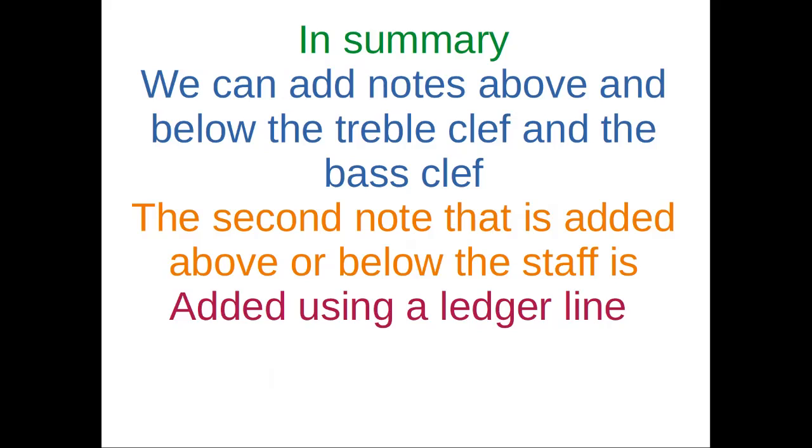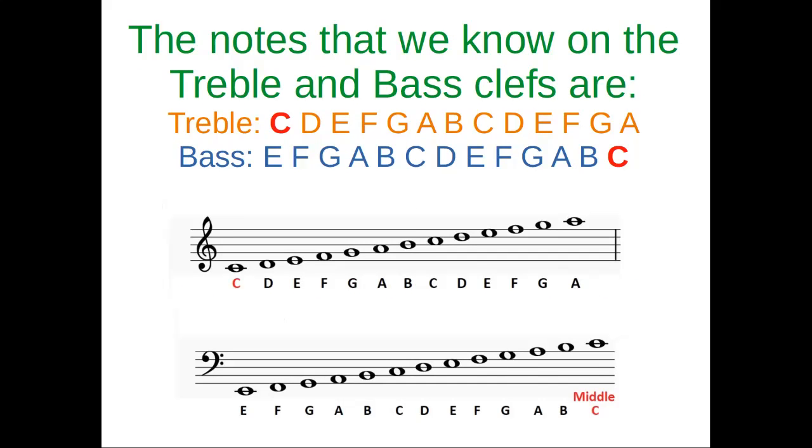In summary, we can add notes above and below the treble clef and above and below the bass clef. The second note that is added above or below the staff is added using a ledger line. The notes that we know on the treble and bass clefs are, in the treble, with our added notes above and below, middle C, D, E, F, G, A, B, C, D, E, F, G, and A.